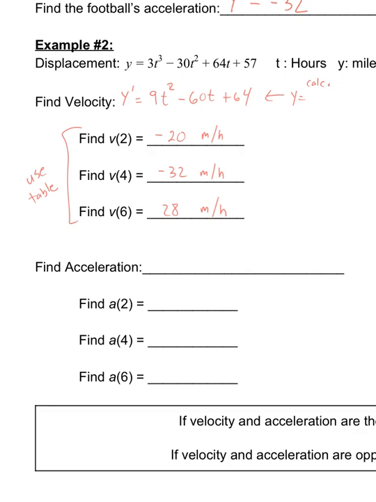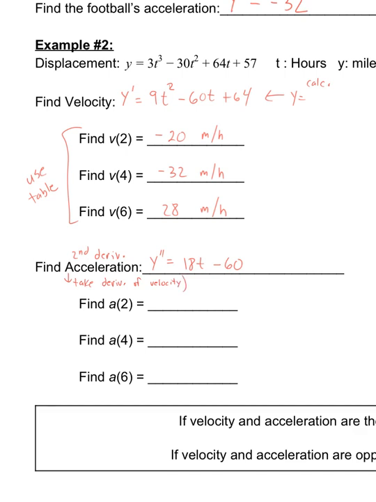All right, so now we're going to find the acceleration. The acceleration, again, is the second derivative. All right, you just take the derivative of the velocity. All right, so y double prime, the derivative of 9t squared using the power rule is 18t to the first. The derivative of negative 60t is negative 60, t to the 0, which is 1, and the derivative of 64 is 0. So this is my acceleration. This is my second derivative. Remember, to find the acceleration, you take the derivative of the velocity.